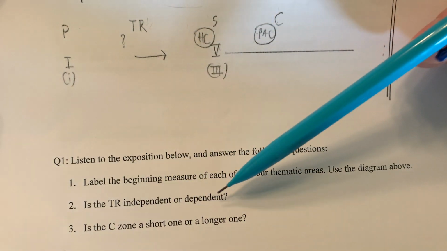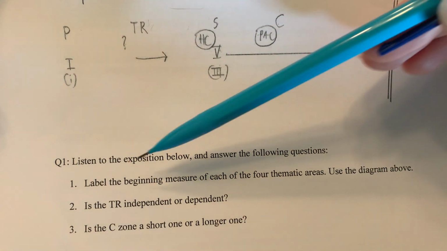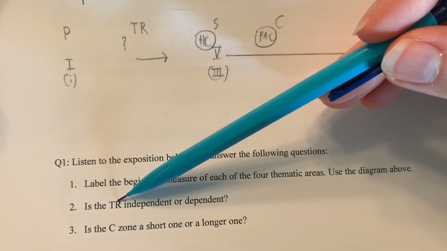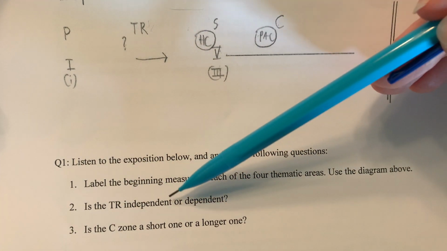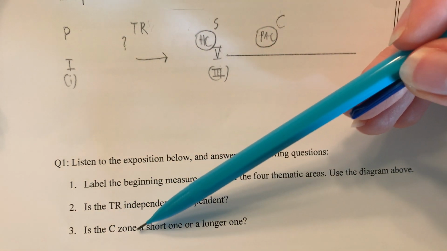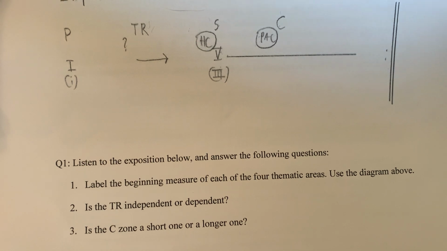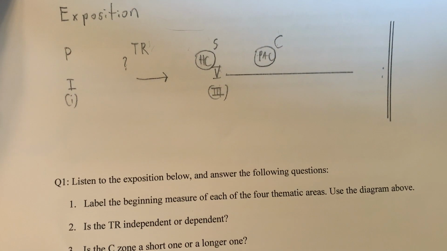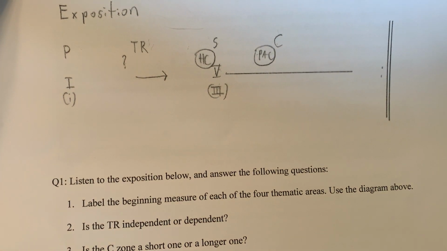Label the beginning measures of each of the thematic areas. Answer whether it's an independent or dependent transition. That will give us a chance to review what that means. And then, is this C zone a short one or a longer one? Of course, that all depends on what happens in S. Is that cadence held off for a while or not?